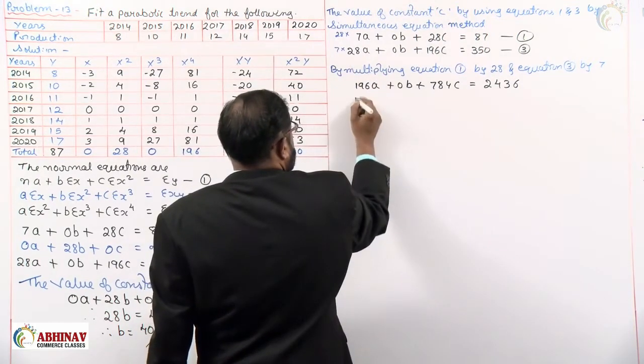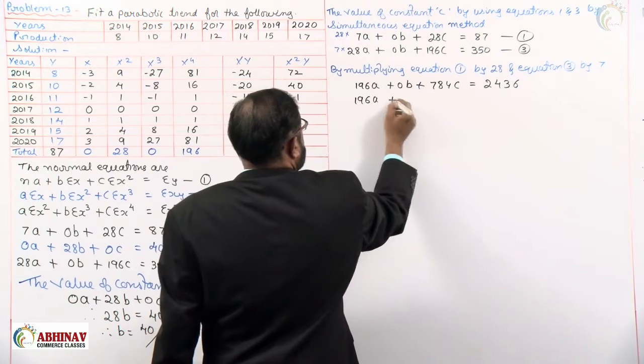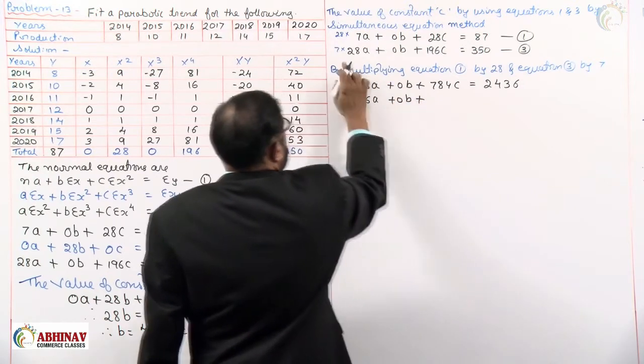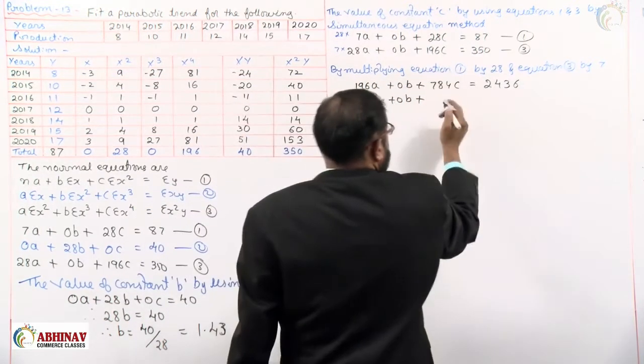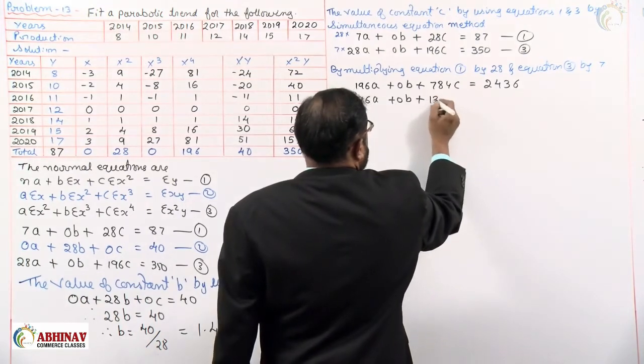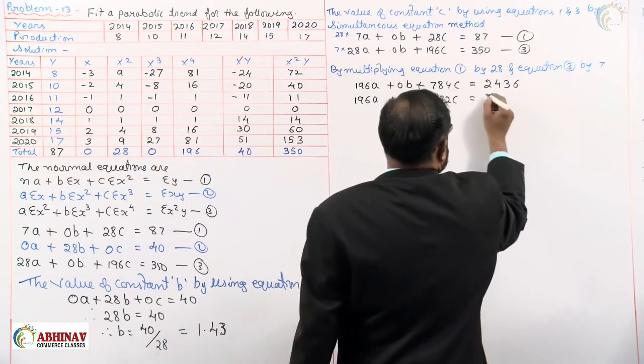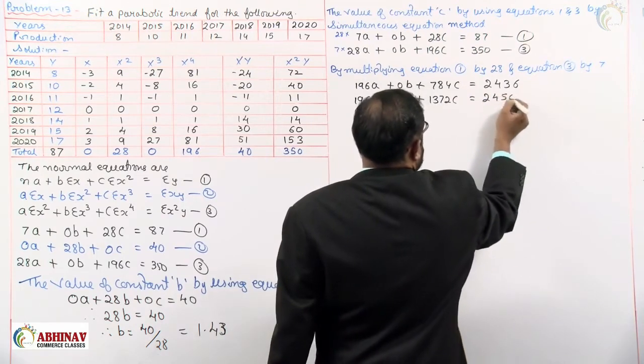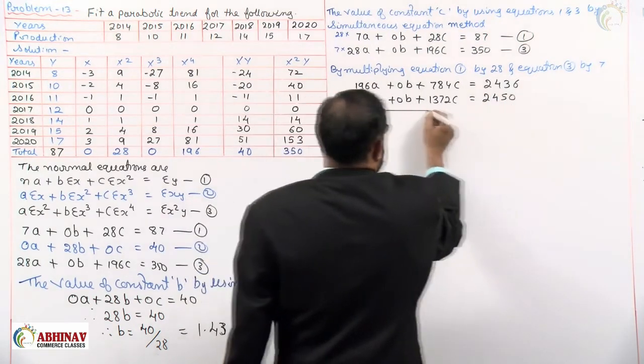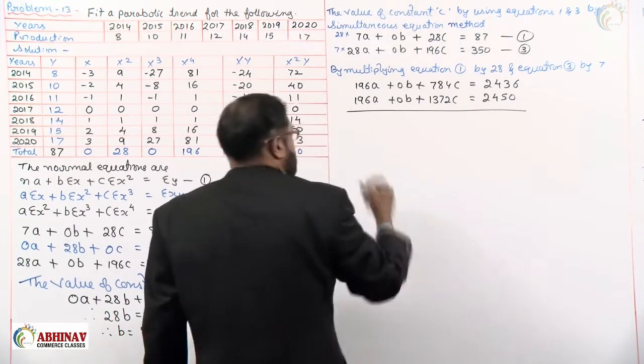7 into 28a, 196a plus 0b plus 7 into 196. What we get is 1372c. 7 into 350 is 2450. Let us solve it. Let us add it by changing the signs.